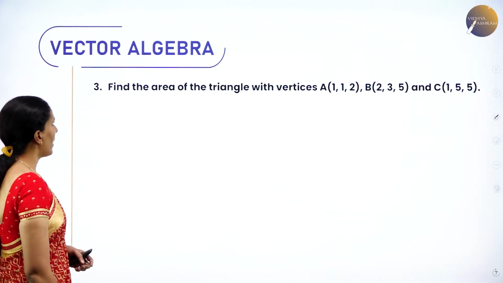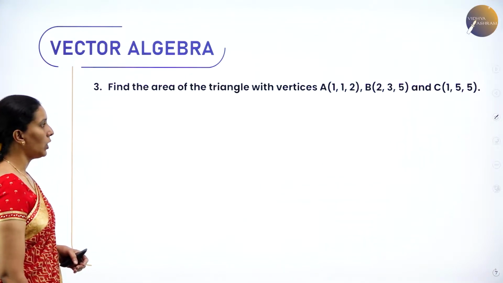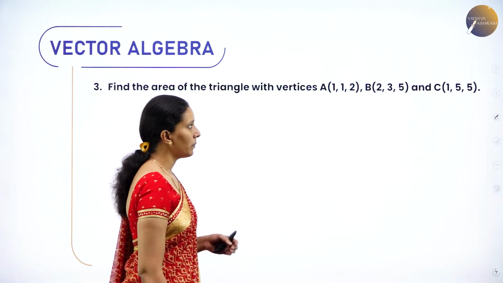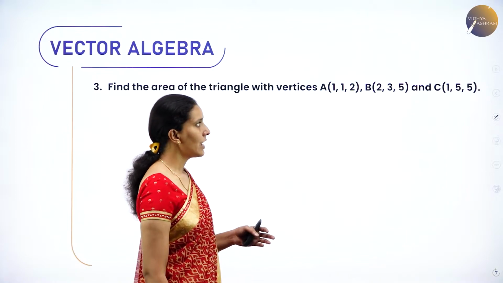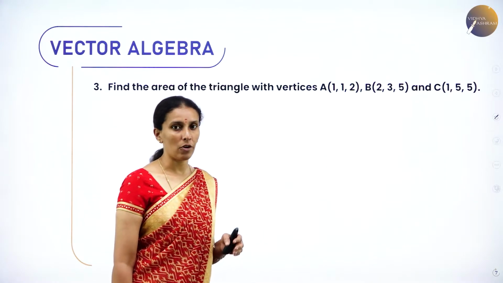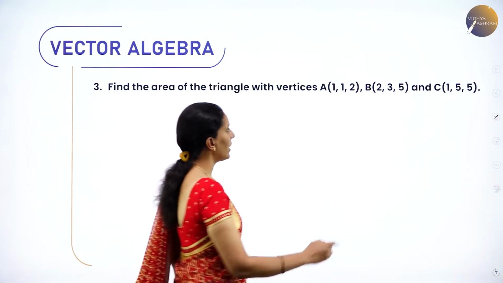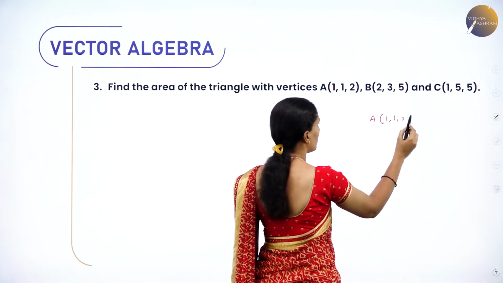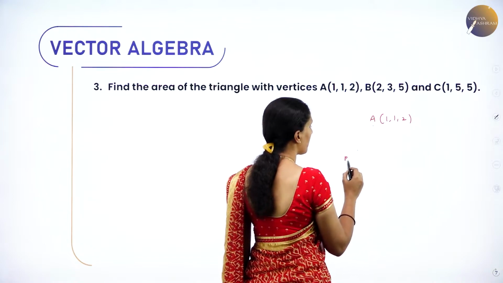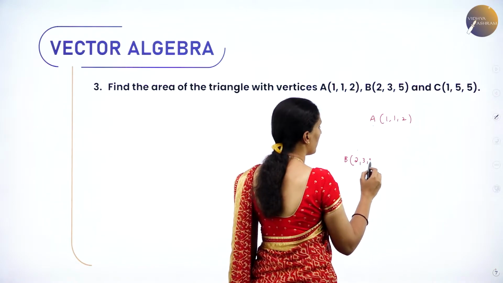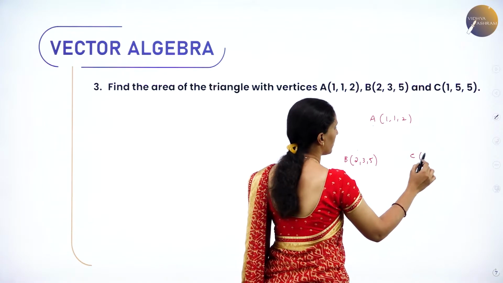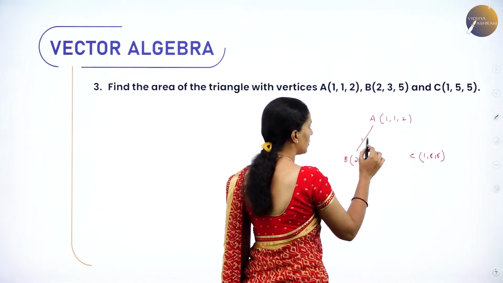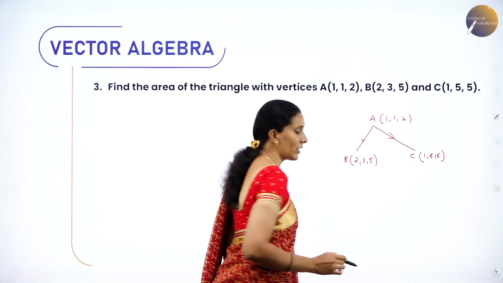Next, find the area of the triangle with vertices A 1, 1, 2 and B 2, 3, 5 and C 1, 5, 5. So here the coordinates of A, which is 1, 1, 2, and B 2, 3, 5 and C 1, 5, 5 are given. So first let us find out the two vectors AB and vector AC.